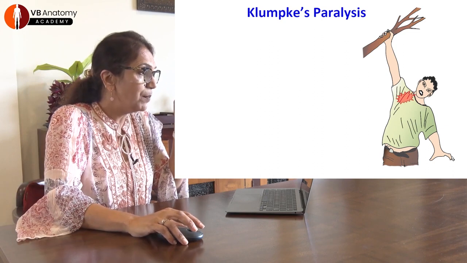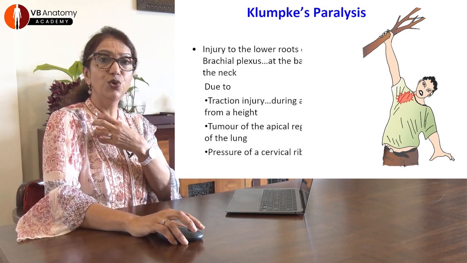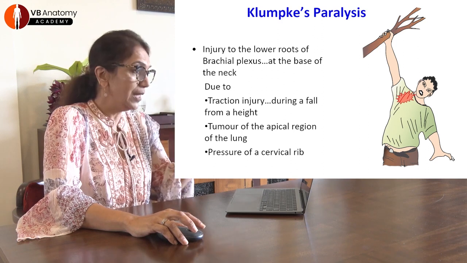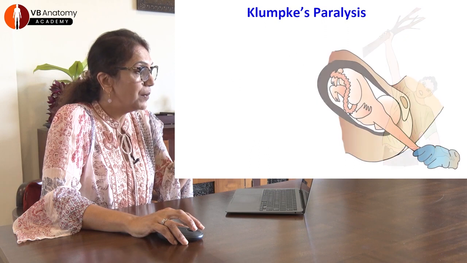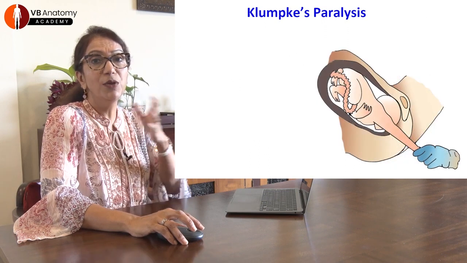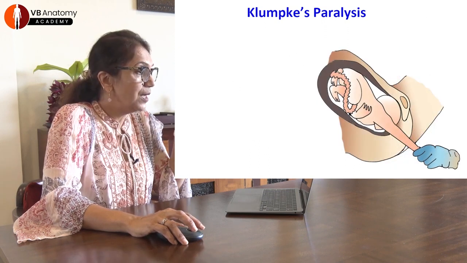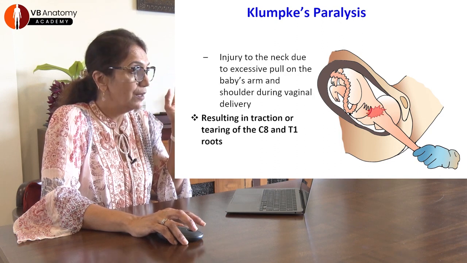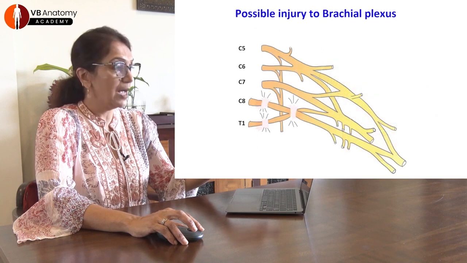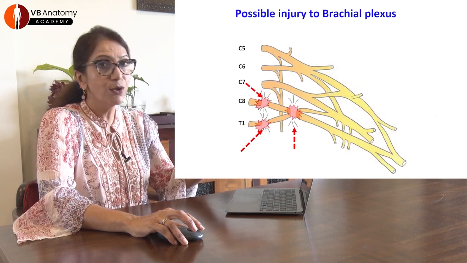This can also happen when there's a tumor of the apical region of the lung, or in case of a cervical rib for that matter. Or it may happen if you're pulling on the arm of a baby during the process of parturition. All this results in damage to the roots of C8 T1. This is the way the damage is: either C8 is gone, or T1 is gone, or both C8 and T1 are gone.